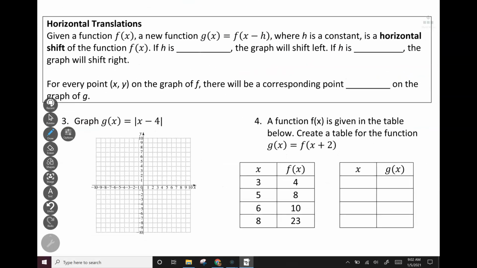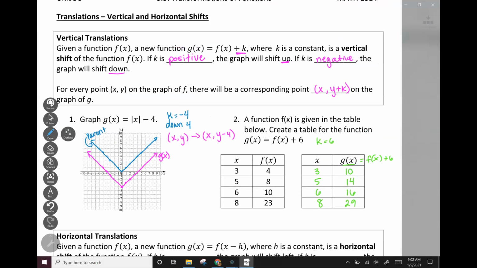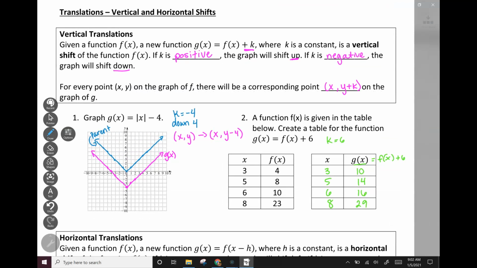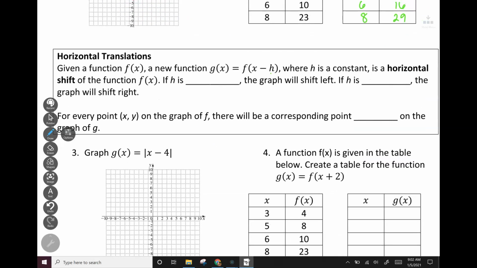Now let's talk about horizontal translations. So horizontal translation, if you're given a function f of x, a new function g of x equals f of x minus h. So up here with our vertical translations, the k was added outside of those parentheses after the function, but right here h is actually on the inside of the parentheses, directly being subtracted from the x.